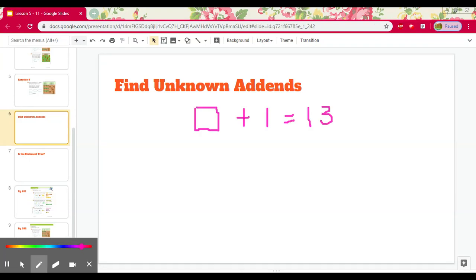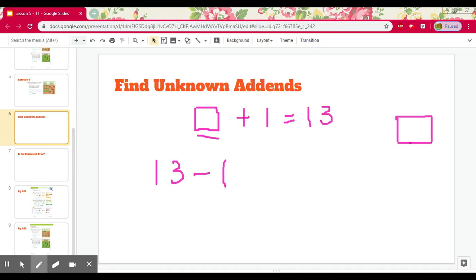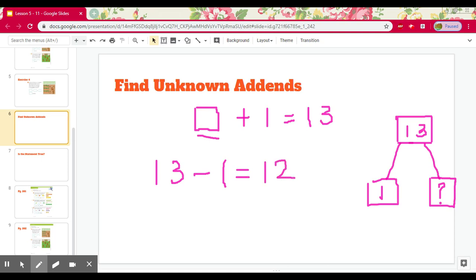Now, what if our unknown was represented by the square? The square plus 1 equals 13. How can we solve for the unknown? Well, we can take the 13, the total, and subtract by 1. You might also think of our math mountains. If 13 is the total, and we know one of the partners is 1, we just have to solve for the missing partner. 13 minus 1 is 12. The square is equal to 12 because 12 plus 1 equals 13.